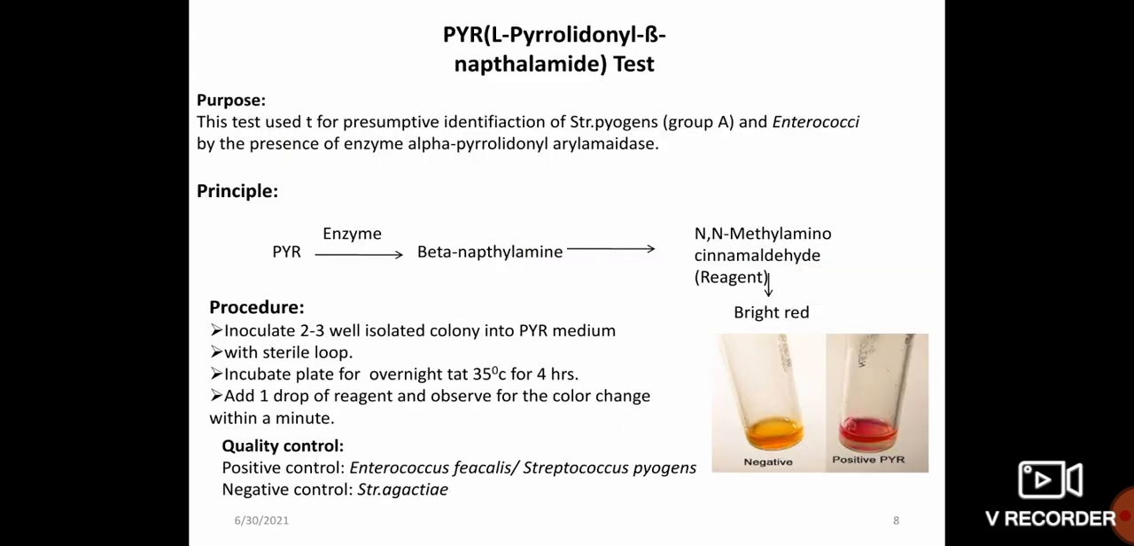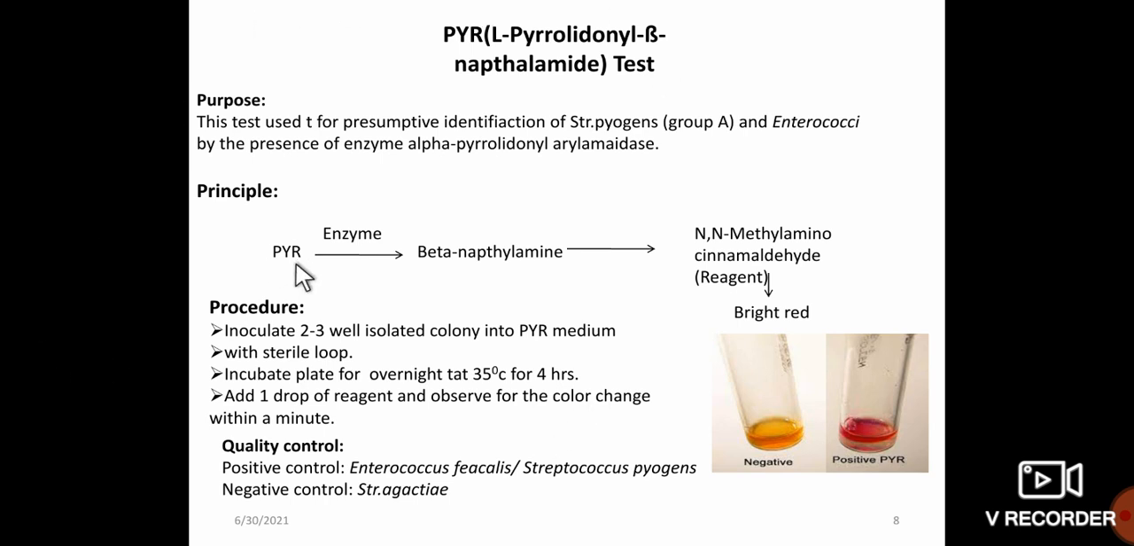Next one is the PYR test. The PYR test is usually done for the identification of Streptococcus pyogenes, that is group A beta hemolytic streptococci, and enterococci, by the presence of the enzyme alpha pyrrolidonyl arylamidase. So let's see the principle of this.